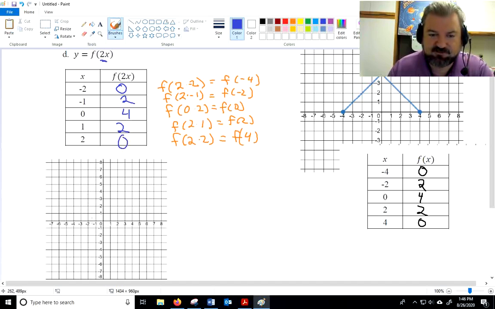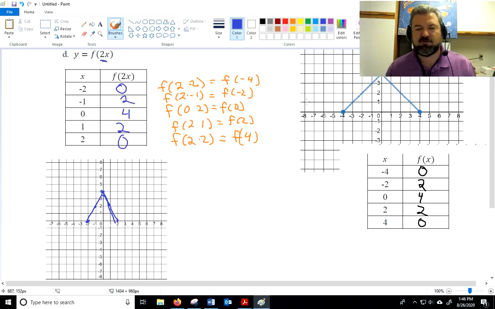All right, let's graph and see what this looks like. So we have -2, 0; -1, 2; 0, 4; 1, 2; and 2, 0. So it did affect it horizontally, and it's hard to tell because the scaling's a little different. But can you see how it's been compressed horizontally? So earlier, when we put the 2 on the outside, it got bigger vertically. But when we do it on the inside, it got smaller horizontally.